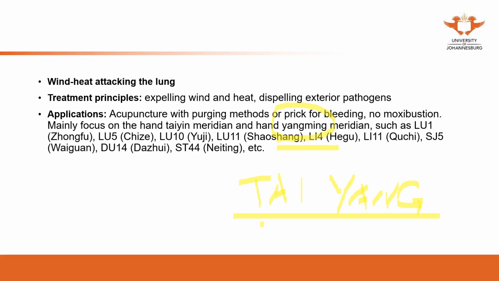Tai-yang, tai means extreme or great, large, huge. Huge yang, large yang, similar to tai-yin. Tai-yin has the most yin. So from the name, tai-yang has the most yang, followed by yang-min, followed by shao-yang.